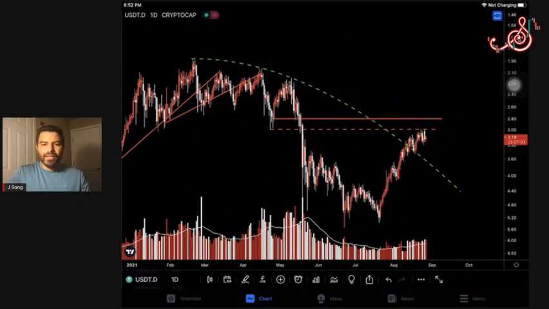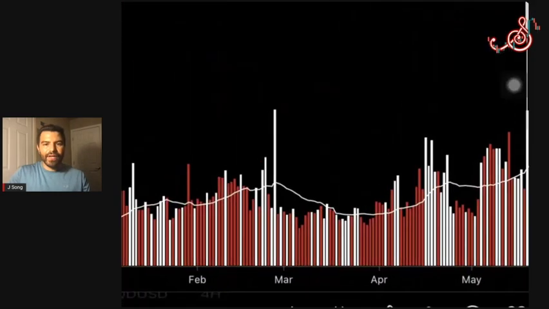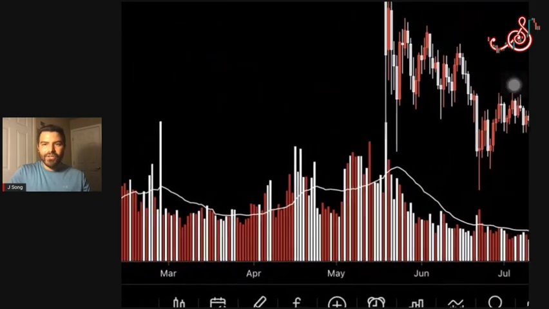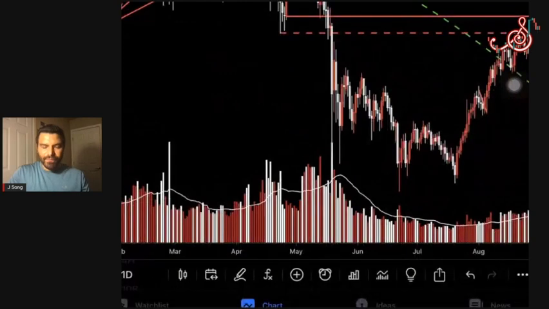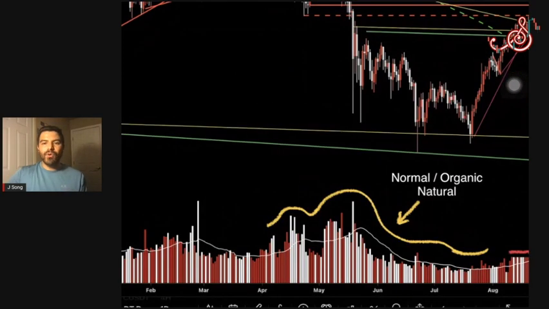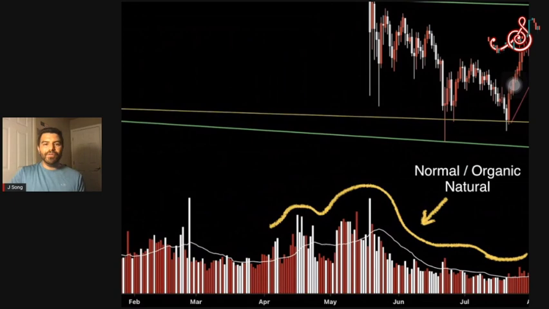Look at this one. Look at volume. Volume looks very organic. You can see as price was falling, volume was also falling. Very natural. See how this is more natural? This is how volume should look, pretty organic. We can see slow rises, slow falls, and every now and then we'll see sharp spikes. This volume is easy to read.